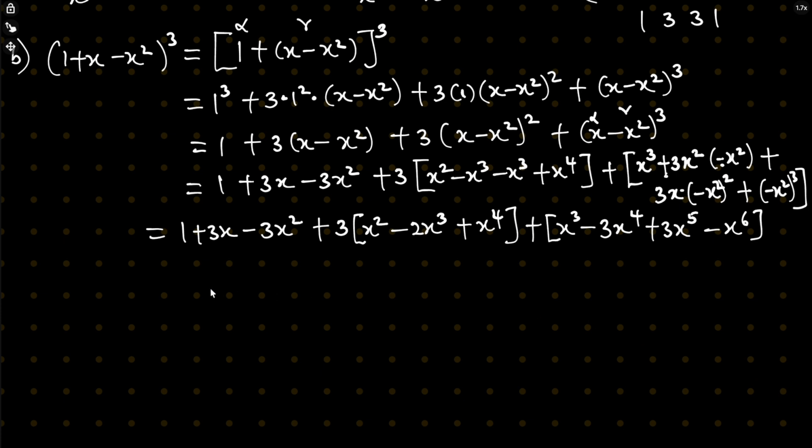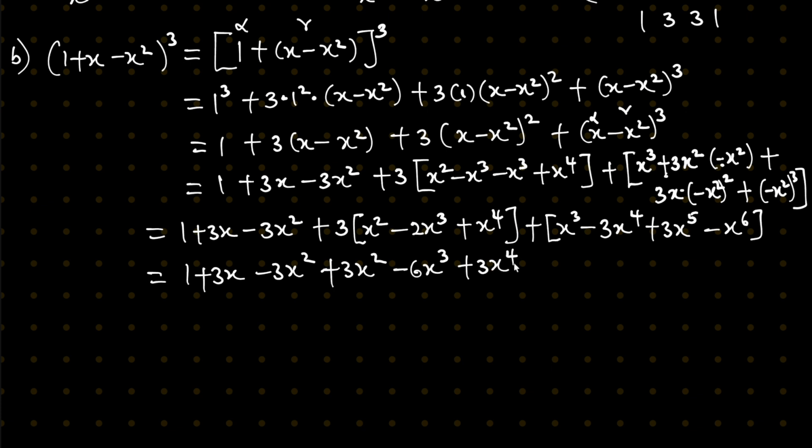So we write out the whole expression and then we collect the like terms. 1 plus 3x minus 3x squared plus 3x squared minus 6x to the power of 3 plus 3x to the power of 4 plus x to the power of 3 minus 3x to the power of 4 plus 3x to the power of 5 minus x to the power of 6.